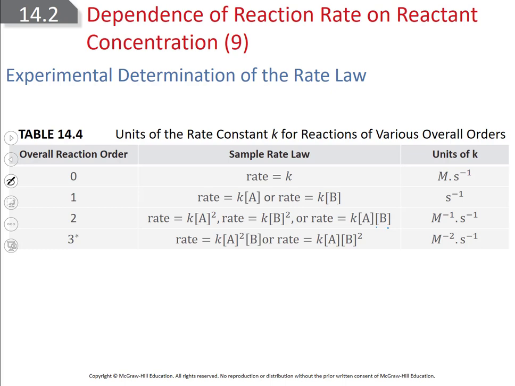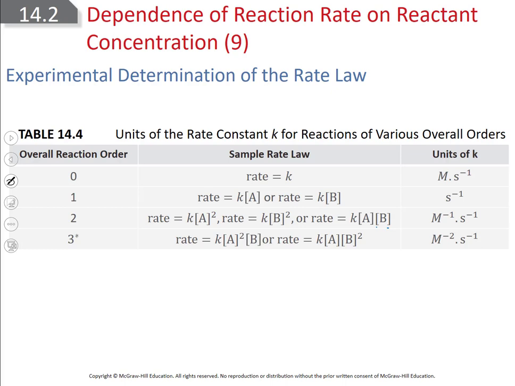3rd order means that you are usually second with respect to one of them and first with respect to the other. And as we just saw, you end up with units of 1 over molarity squared seconds. Which means that if I give you the value of K, including its units, can you tell me what the order of the reaction is? Can we make that jump?